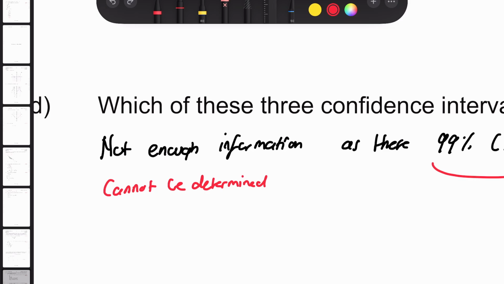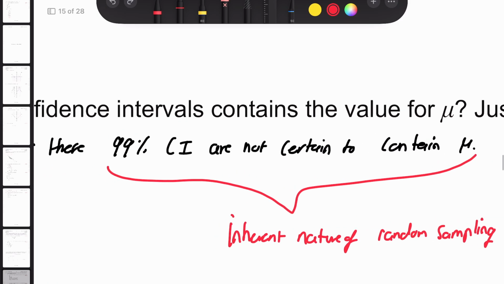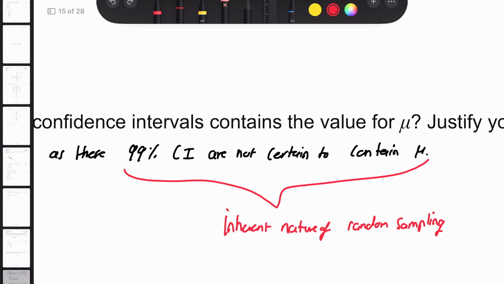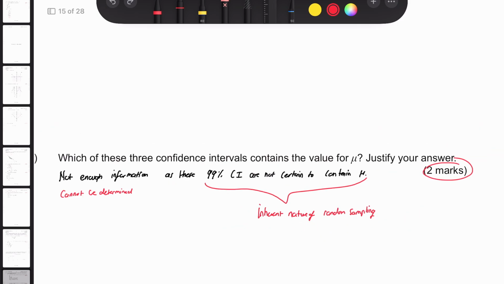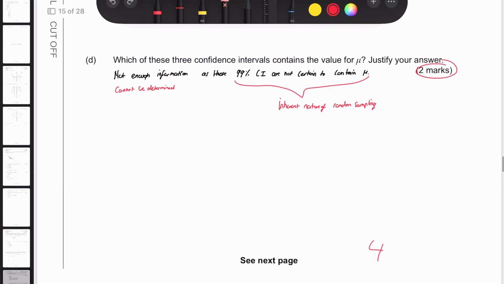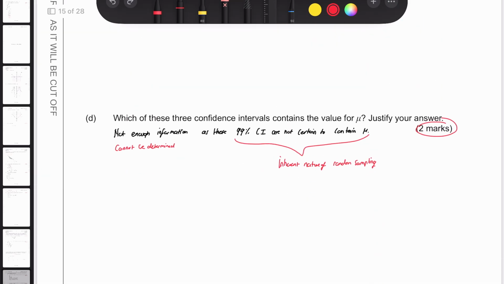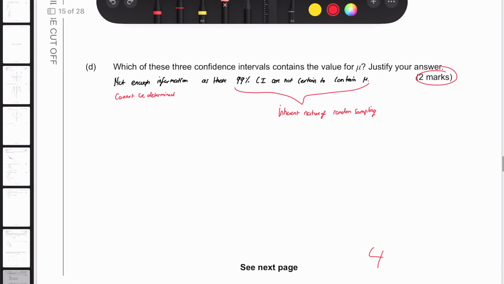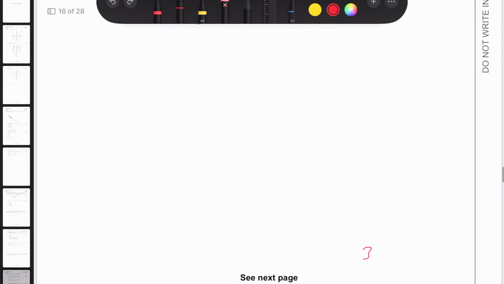So 50-50, I should give myself a mark. And then instead of me saying 99% confidence intervals are not certain to contain mu, they just said because of the inherent nature of random sampling. But I think I should have got that mark. I actually think my answer is better than that, because inherent nature, what does that mean? You know? So yeah, but I will write that down sometime to say cannot be determined due to insufficient evidence, due to inherent nature of random sampling, as 99% confidence intervals are not certain to contain mu, maybe something like that.